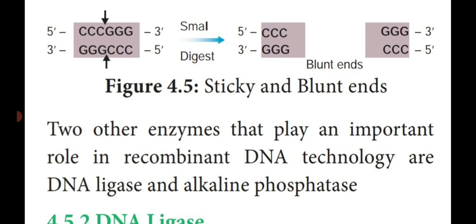Sticky end and blunt end are produced by using the enzyme to cut the DNA into a number of fragments. That's why restriction endonuclease is known as molecular scissors of DNA. So these enzymes are very important for the genetic engineering process.